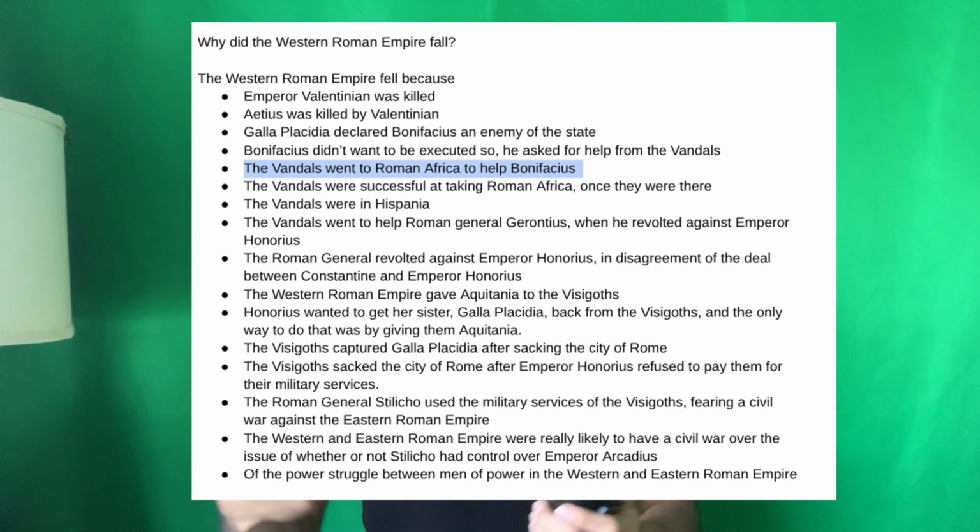So that's why the willingness of Bonifacius to ask the Vandals is one of the reasons why the Western Roman Empire fell, because if he didn't do that, then probably the Western Roman Empire wouldn't have fallen, or the capture of Africa wouldn't have happened, and that would have meant that the Roman Empire would have been more stable. But that was not the case. The Western Roman Empire fell because the Vandals were willing to go to Africa.